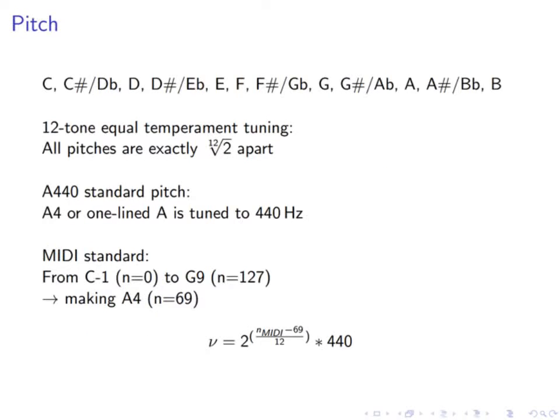There are 12 notes in the equal temperament tuning. All pitches are the exact distance apart. A440 is the standard pitch, which means the A4, or the one-lined A, is tuned to 440 Hz, and all the other notes are just the same amount of steps away. So early on I used the MIDI standard. This quick formula on the bottom gives me the frequency of the note.